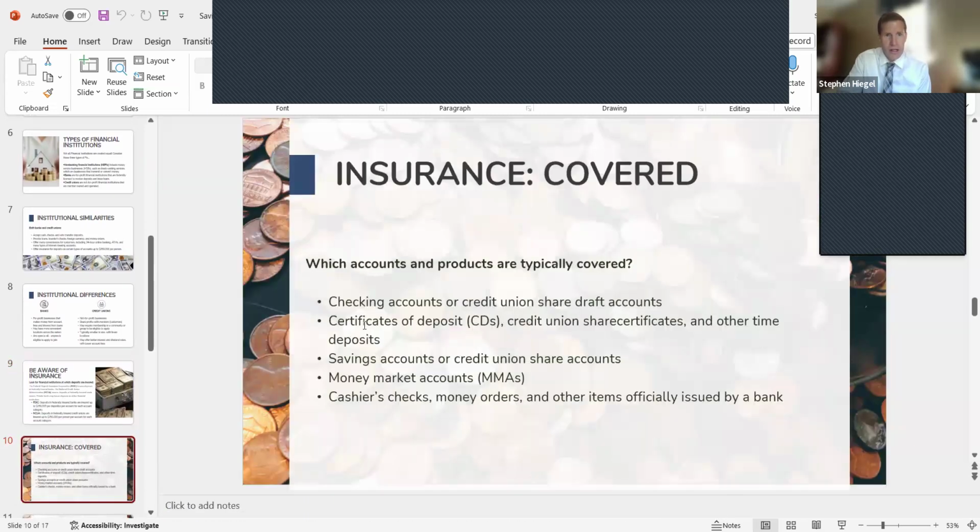Insurance covered. Which accounts and products are typically covered? Checking accounts or credit union share draft accounts, certificates of deposit, the CDs, which we spoke about earlier, credit union share certificates, and other time deposits. Savings accounts or credit union share accounts, money market accounts, MMAs, cashier's checks, money orders, and other items officially issued by a bank.